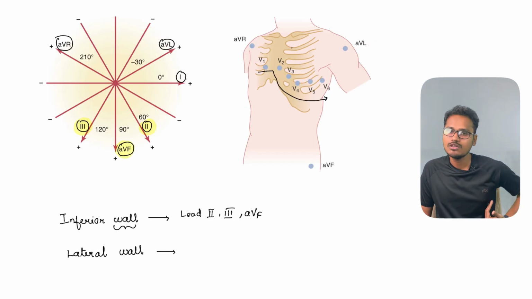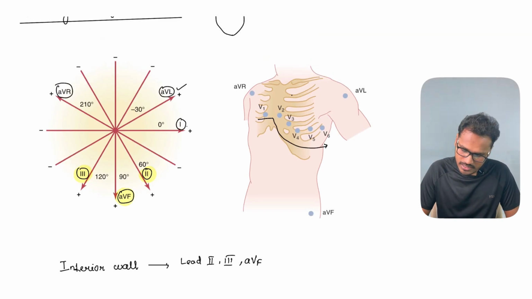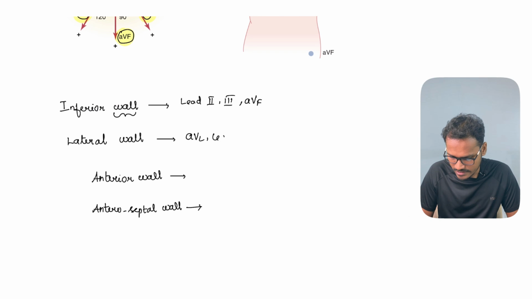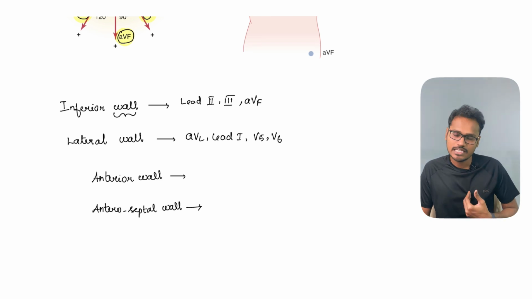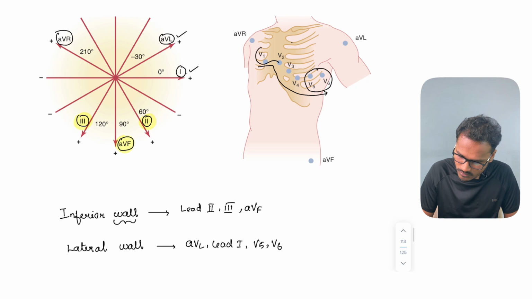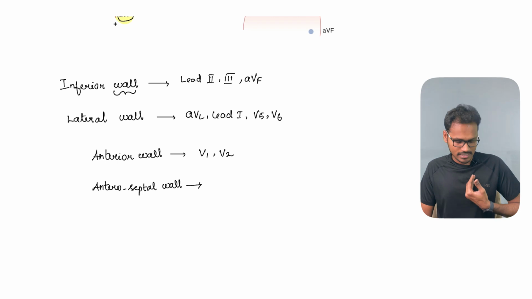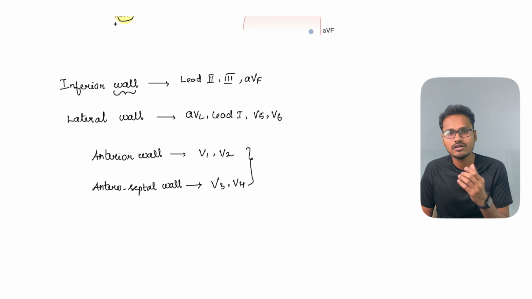And coming to the lateral wall, just see the diagram and tell me which are present in the lateral wall. The AVL, lead 1 as well as V5, V6. All of them will capture the lateral wall MI. Now coming to the anterior wall MI, in the anterior wall we have V1, V2. V1, V2 will capture. Anteroseptal, next to the anterior wall, the anteroseptum is there, that is V3, V4. Some books say all four leads will capture the anteroseptal or the anterior wall.